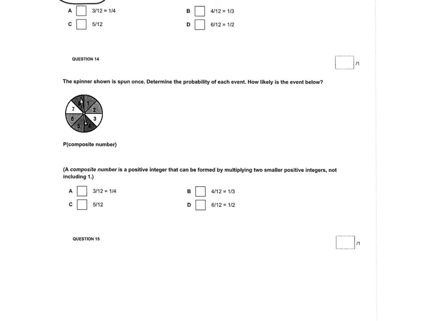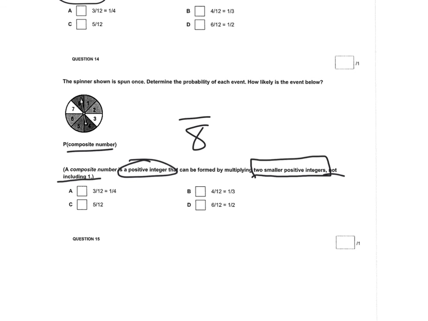Number 14, a composite number, probability of it being a composite number. It's a positive integer that can be formed by multiplying 2 smaller positive integers, not including 1.